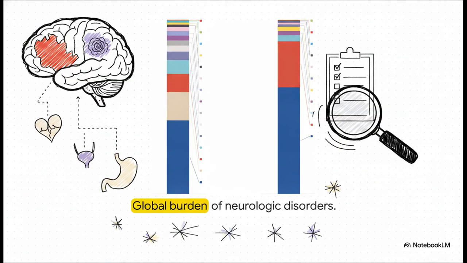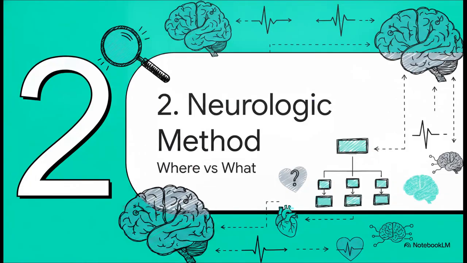Now, looking at this breakdown, you see conditions like stroke and Alzheimer's disease taking up huge chunks of that global burden. But here is the real secret of the master diagnostician. Whether you are dealing with a massive stroke, Alzheimer's, or a super subtle failure of the autonomic nervous system, the diagnostic process always begins with the exact same fundamental, rigorous method. Which brings us nicely to Section 2, the neurologic method.